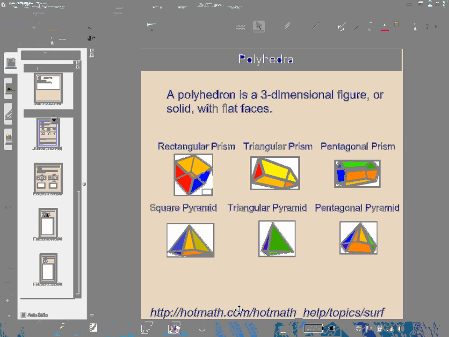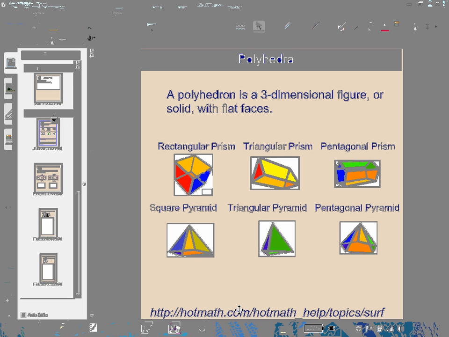In this section we're going to be talking about surface area. Let's start by introducing some specific types of figures that are known as polyhedra. A polyhedron, singular, is a three-dimensional figure or solid with flat faces.